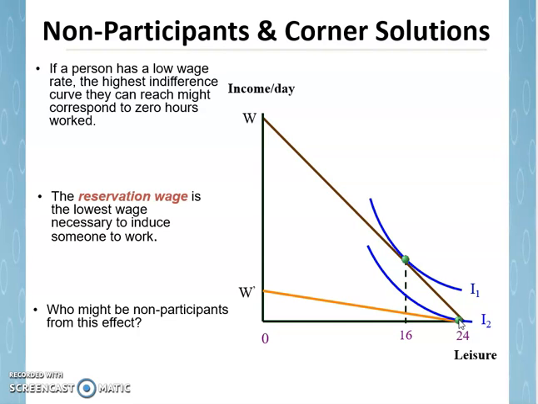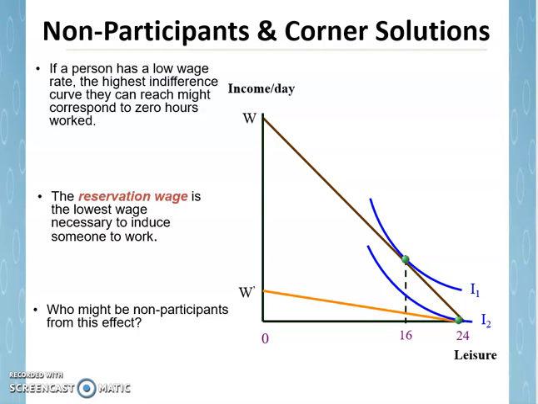Note that the highest indifference curve this person can get to now is I2. This indifference curve is tangent at 24 hours of leisure. So they're still using the same optimizing process. When the wage was high, they optimized at the tangency of the highest indifference curve. Now the wage is low, and they're optimizing at the tangency of the highest indifference curve. But this tangency happens to correspond to 24 hours of leisure. This tangency corresponds to 0 hours of work. Therefore, because of the wage decrease, they have gone from being a participant to a non-participant.